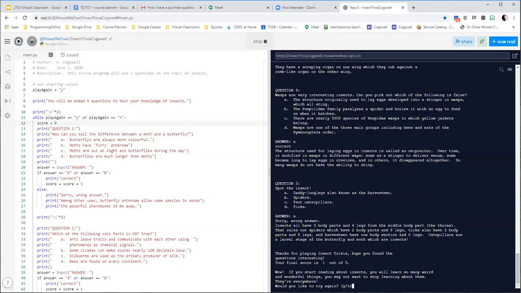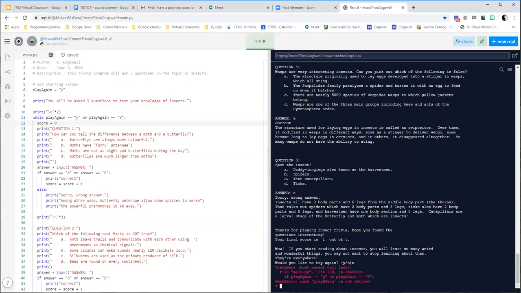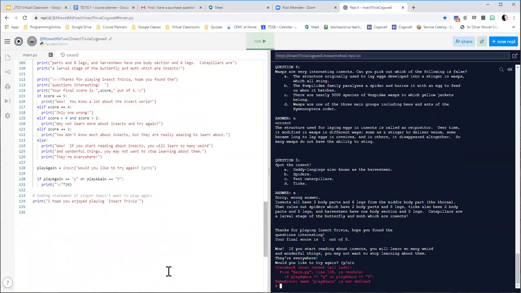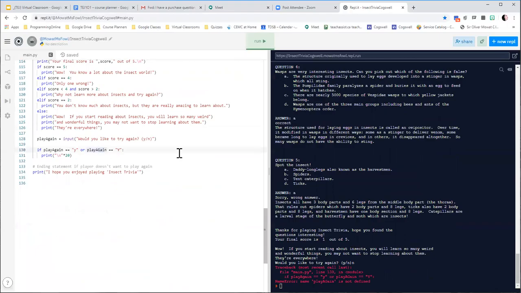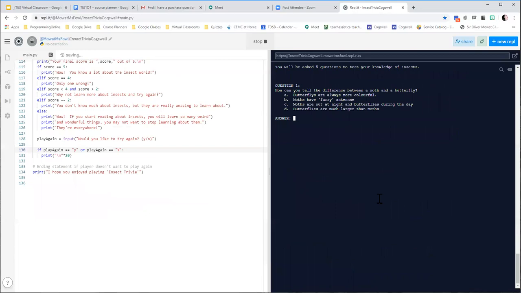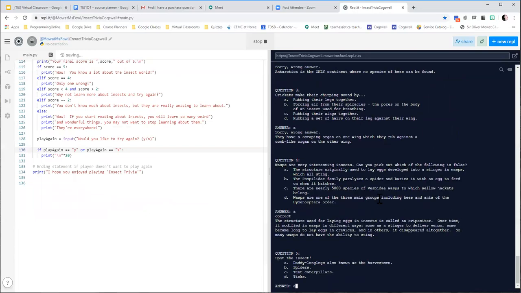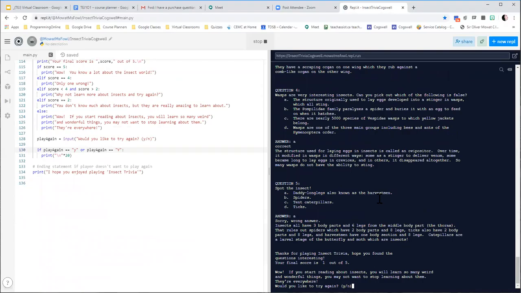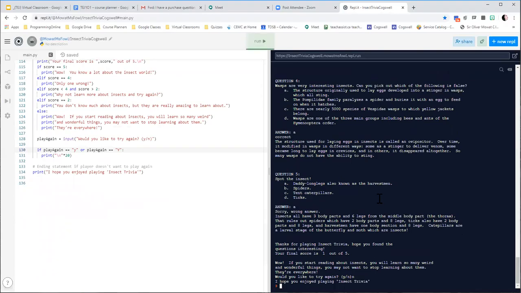If I want to test whether this will stop now, I'm going to say, no, I don't want to play again. And I have another mistake. If play again equals Y or play again. Oh, do you spot the error? Can you spot the error? I've done this before. Yes, the error is that G. How did I get an uppercase again? So it's important to test all the different things that you can do in your code. So if I say now no, now it says, I hope you enjoyed playing insect trivia, and it ended.